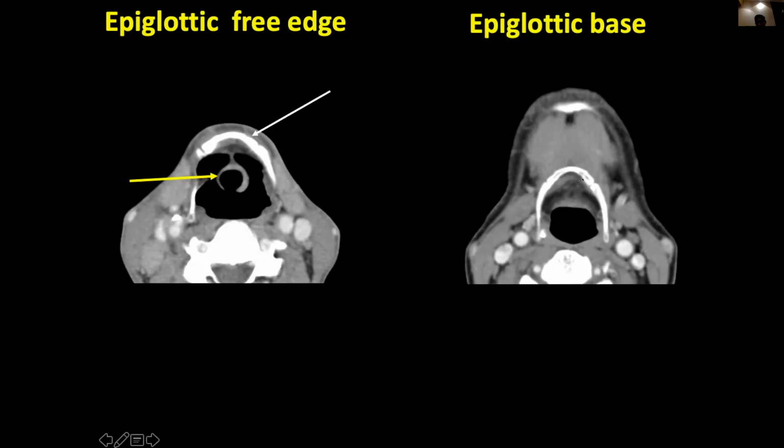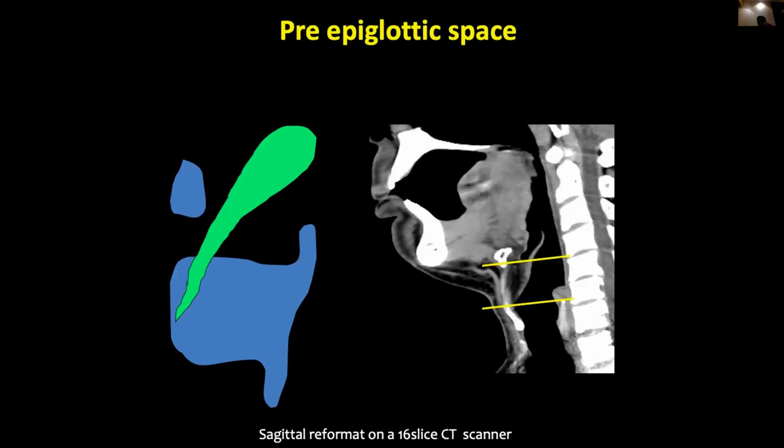As you go further down, you see the opening of the piriform sinuses, which we'll see in the subsequent cuts. But one important structure which one has to really look into is the pre-epiglottic space fat, because pre-epiglottic space fat in hypopharyngeal malignancies is a prognostic marker. The involvement of more than 50% of the pre-epiglottic space fat is a poor outcome indicator as compared to less than 50% pre-epiglottic space fat involvement.